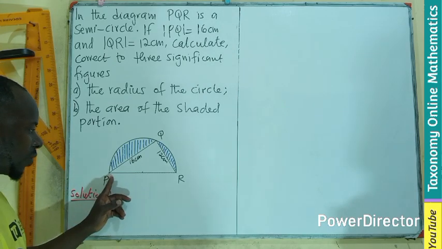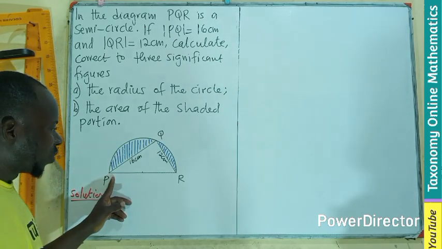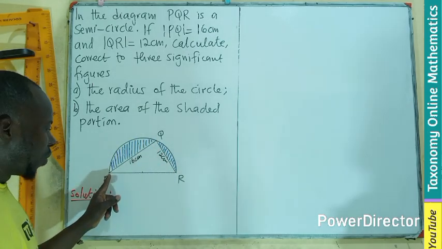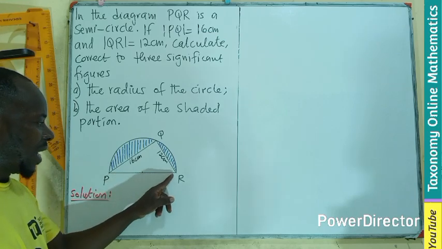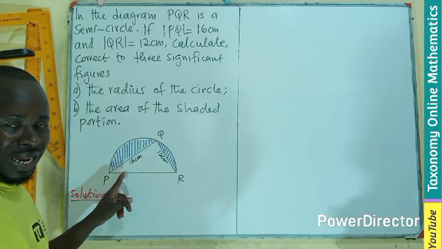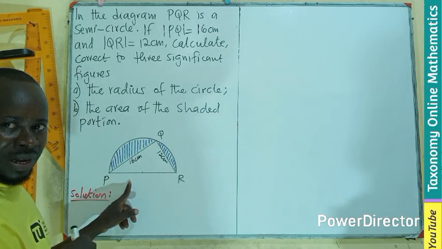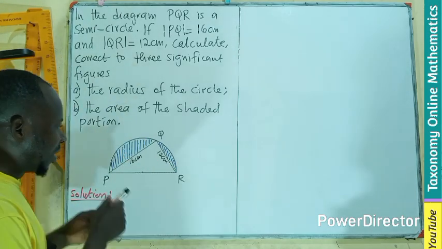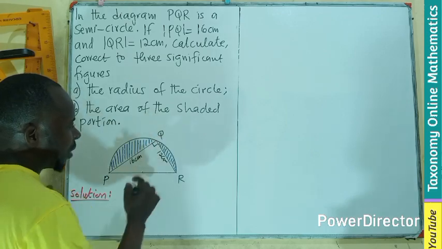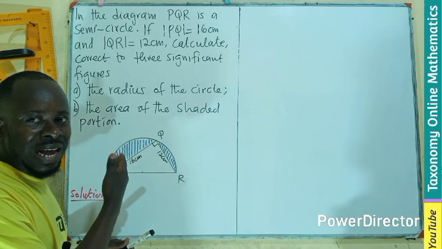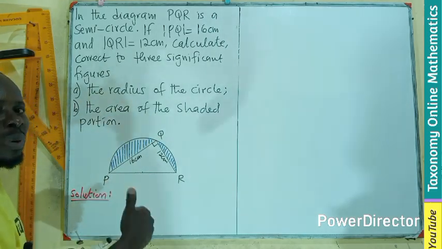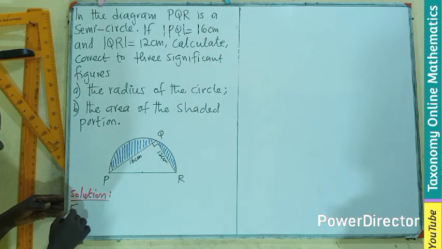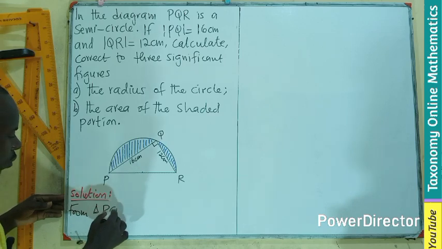Now, in order to find this radius, we need to know the length of the triangle which is inscribed in the semicircle. If this is the end part of a semicircle, then this is the diameter. So the diameter subtends an angle of 90 degrees at the circumference. So it means that this angle will also be 90, and that becomes a right angle triangle. So we can use Pythagoras theorem from the triangle PQR.